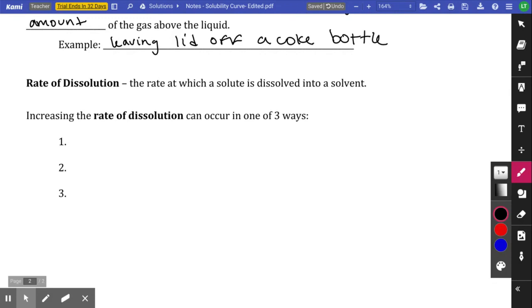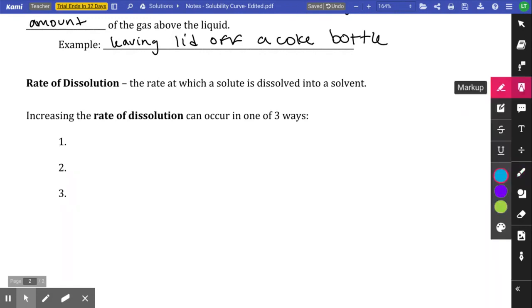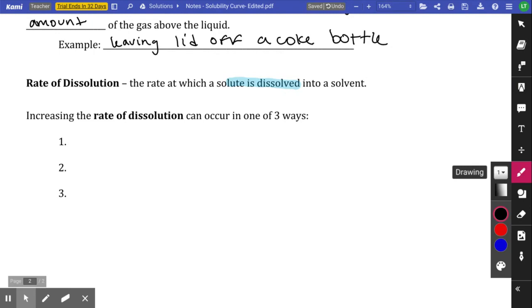All right, and the last thing we're going to talk about real quickly is the rate of dissolution. Rate of dissolution is the rate at which a solute is dissolved into a solvent. So how quickly does something dissolve? We can actually manipulate the rate of dissolution. We can increase it in 3 different ways, and we have a little phrase: stir it up, heat it up, crush it up.